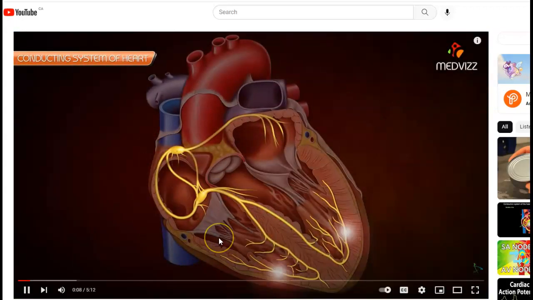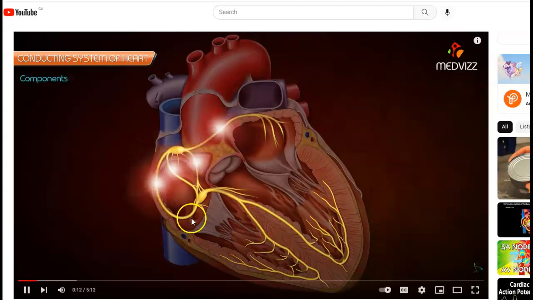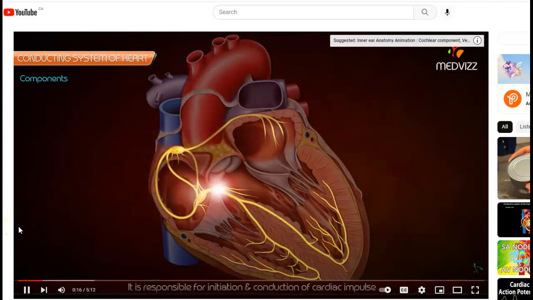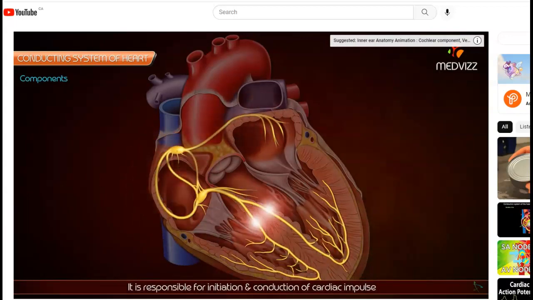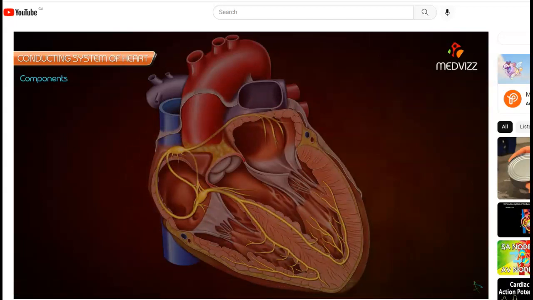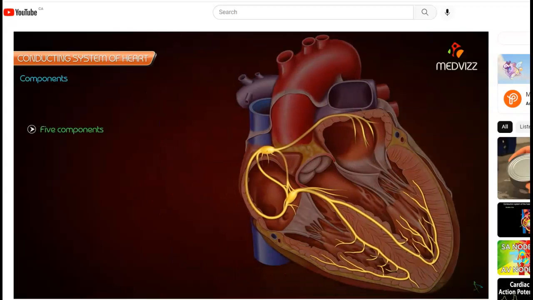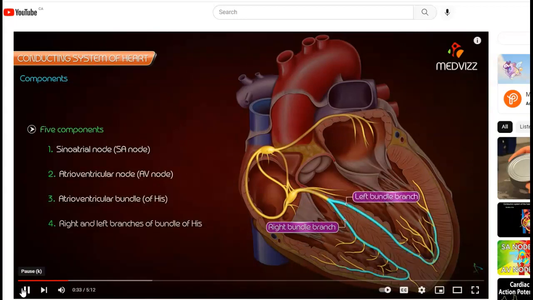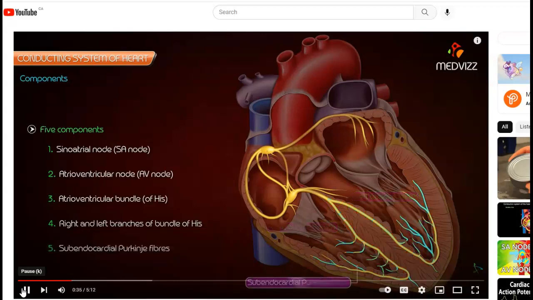Conducting system of the heart. The conducting system of the heart is made up of specialized cardiac muscle fibers and is responsible for initiation and conduction of cardiac impulse. The conducting system of the heart consists of the following 5 components: sinoatrial node, atrioventricular node, atrioventricular bundle, right and left branches of bundle of His, subendocardial Purkinje fibers.